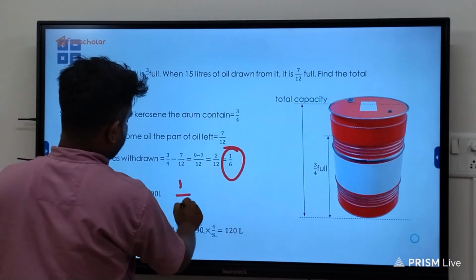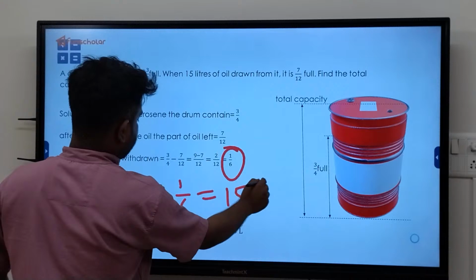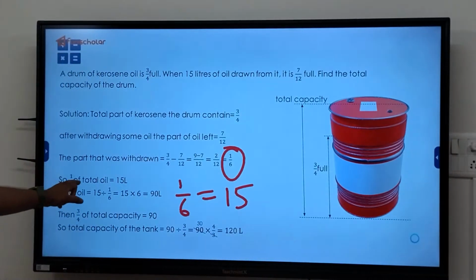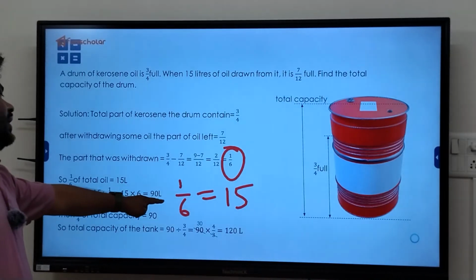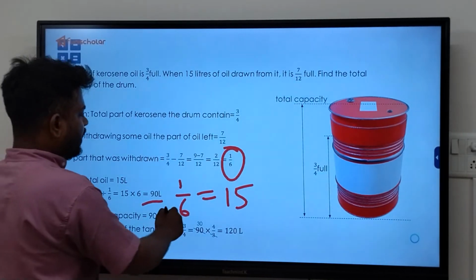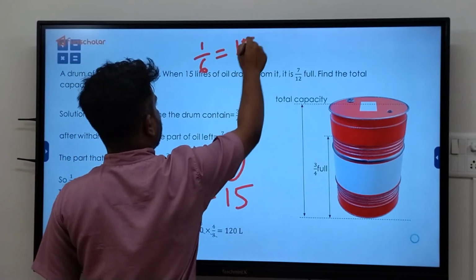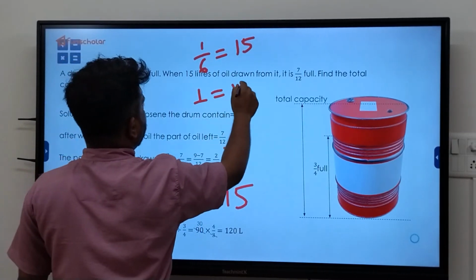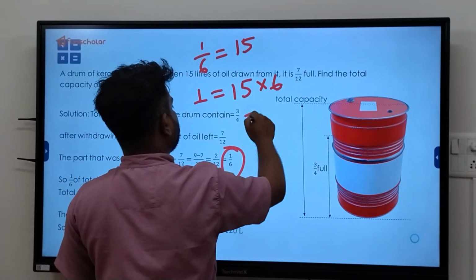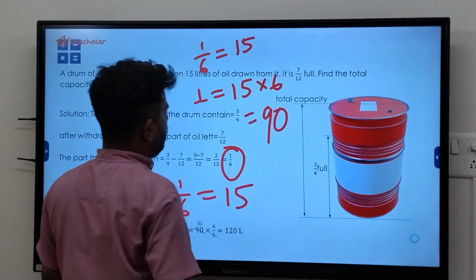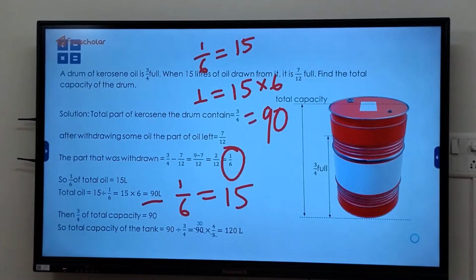is referring to 15 liters. Okay, so 1 by 6 of the total oil will be 15 liters. The total oil then will be 90 liters. Okay, we can just go by the equation to take the 90 liters.